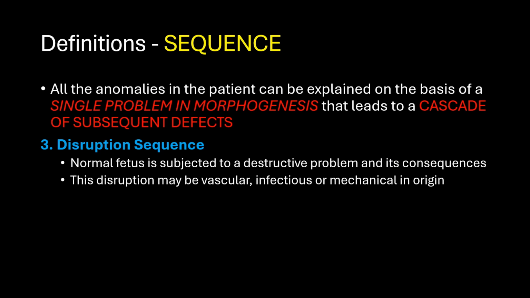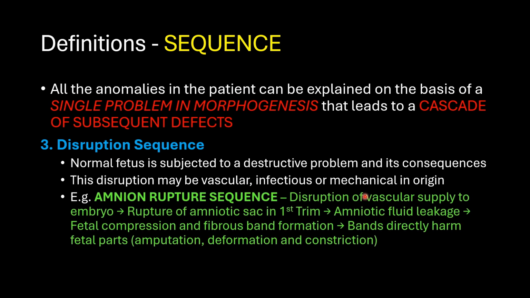So what is the third variety of sequence? The third variety is disruption sequence. So what is meant by disruption sequence? In disruption sequence, just like deformation sequence, the normal fetus is subjected to a destructive problem and its consequences. That destructive problem may be vascular, infectious, or mechanical. What is the example of that? The classical example is amnion rupture sequence, also known as amniotic band sequence.